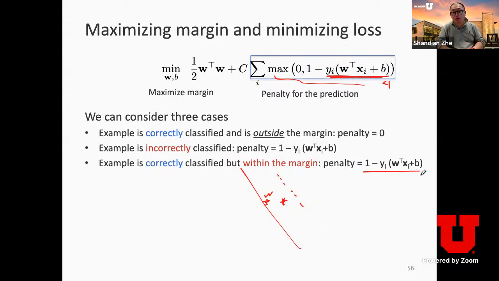So we can see some interesting points here, right? If you correctly classify the examples and your classifier is far away from the example, such that the example is outside the margin, you don't pay any cost. The penalty is 0. If you incorrectly classify an example, you definitely pay some cost, which is 1 minus the function margin. However, in the third case, even though you have correctly predicted this example, if your classifier is too close to this example, such that you allow this example to break into the margin, you still pay some cost.